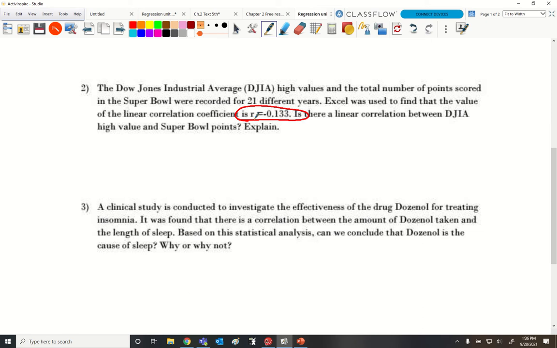So, we look at it like this. If it's not a good percentage, then there is no correlation. We consider things a correlation if it's going to be like some type of grade.